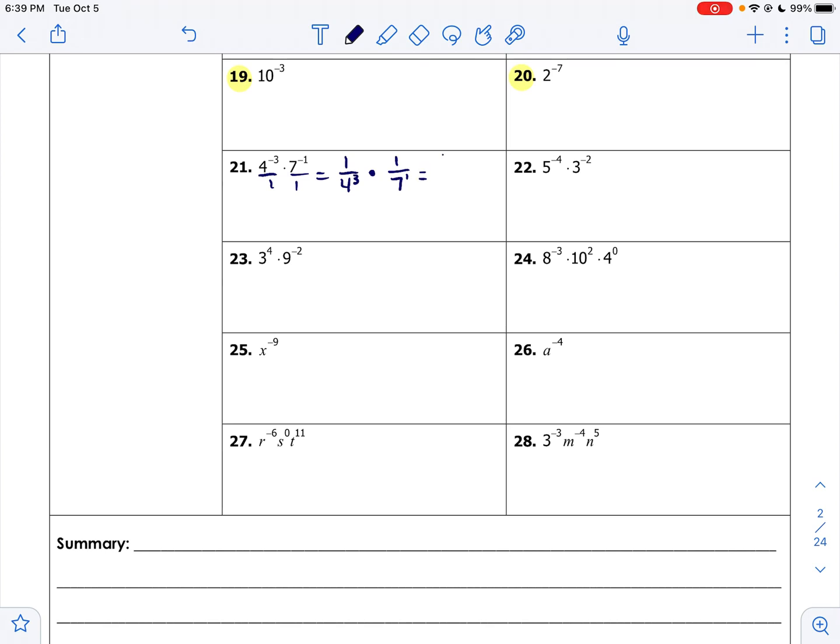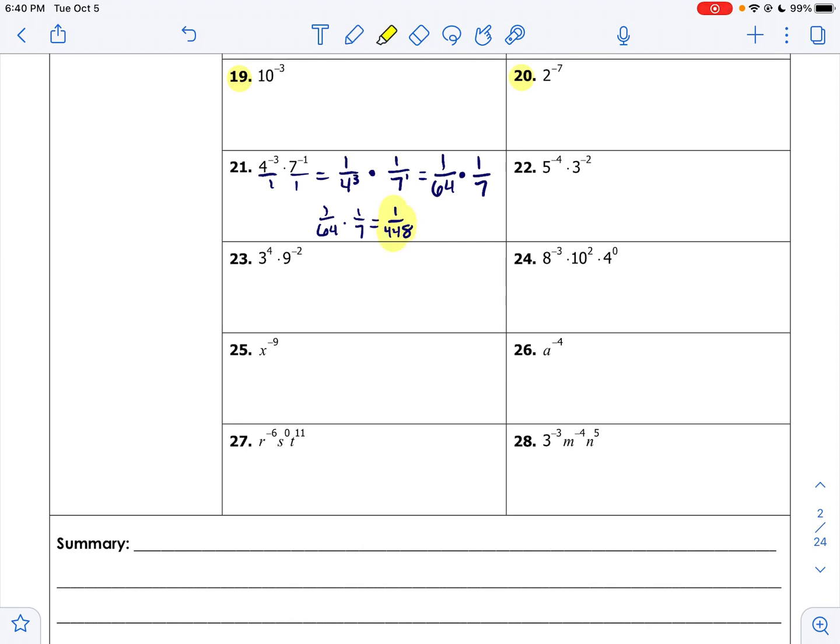So 4 to the third power is 4 times 4 times 4, which is 64, times 1 over 7 to the first power, which is 7. So we need to multiply 1 over 64 times 1 over 7. We multiply straight across. 1 times 1 is 1. And then 64 times 7, you can work it out on the side of your paper, or you can put that into the calculator. And you get 448 for our final answer.